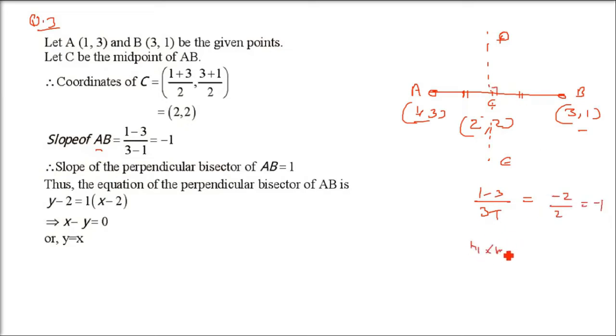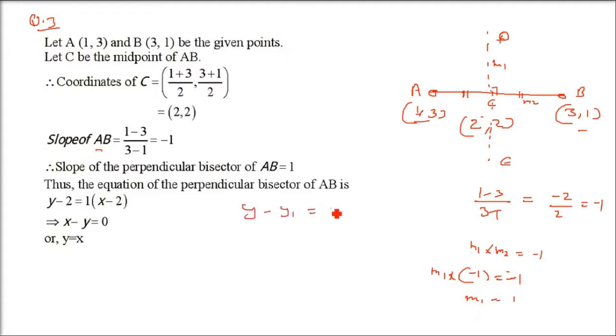What is the slope of DE? Because we know the multiplication of those slopes is going to be minus 1. So m1 times m2 equals minus 1. We are interested in m1 because m2 we have found to be minus 1 just now. So m1 will be minus 1 divided by minus 1, so the slope of DE is 1.